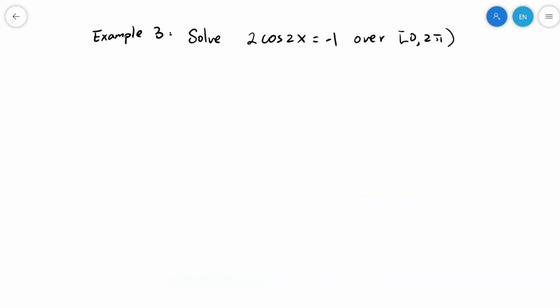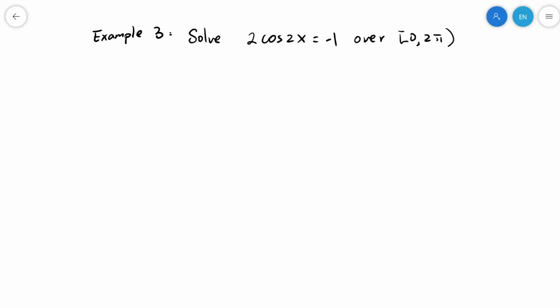The next type of tricky equation using double angles is like example 3. I want to solve 2 times cosine of 2x equal to negative 1 over the interval 0 and 2 pi. Here, I do have a double angle, cosine of 2x, but I do not really need to use the double angle identities. I do not need to change cosine of 2x into cosine squared and sine squared, particularly because in this case I only have cosine, I do not have anything else. So I can use the linear way to solve it.